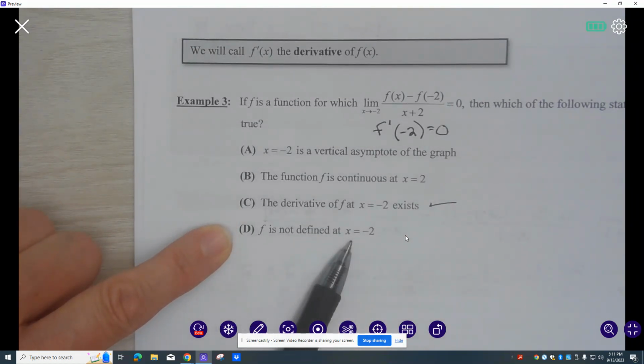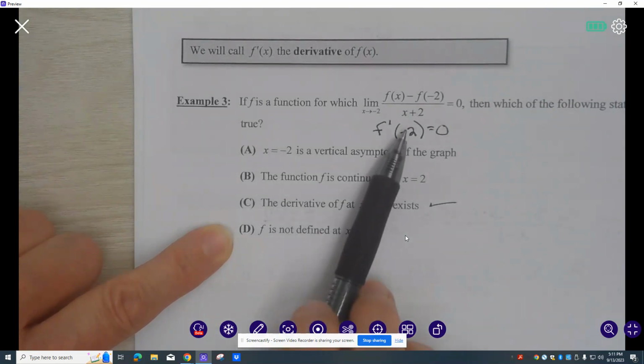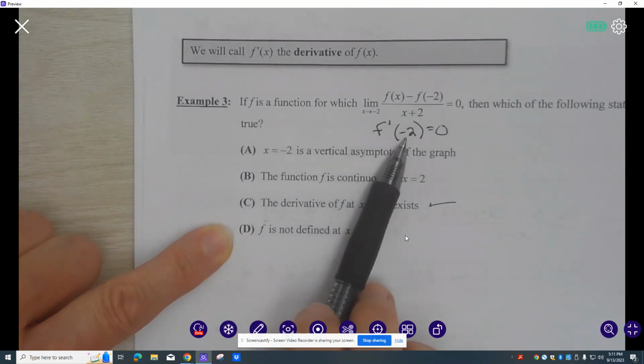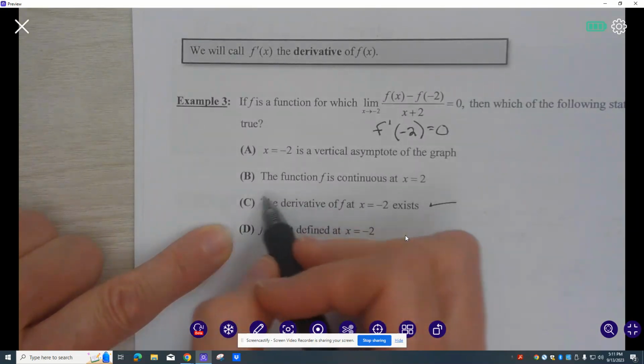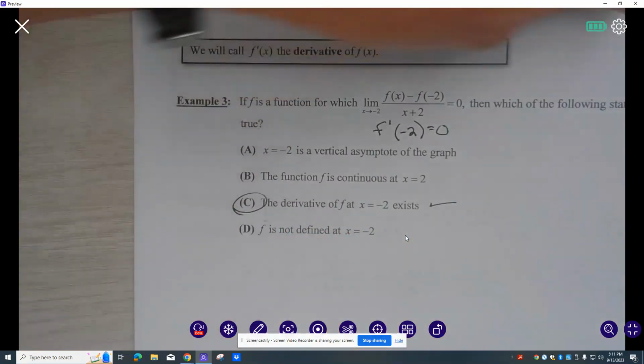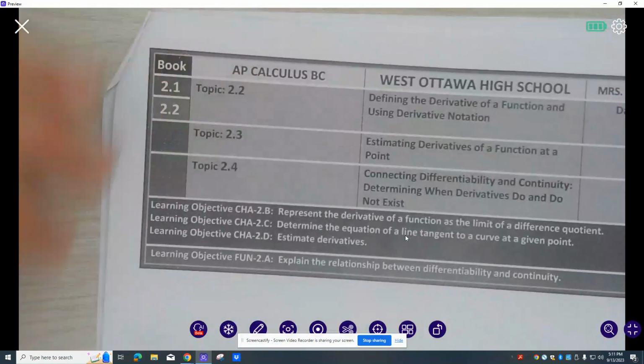F is not defined at x equals -2. This is false. If I can take the derivative at -2, then the function is defined. So this is C. That is section 2.1.